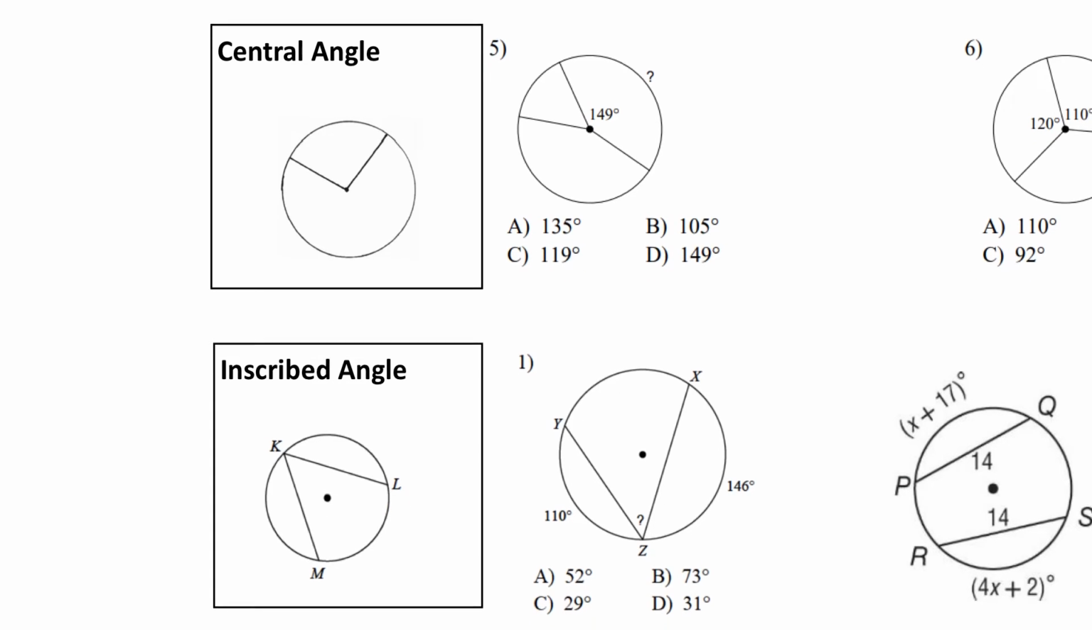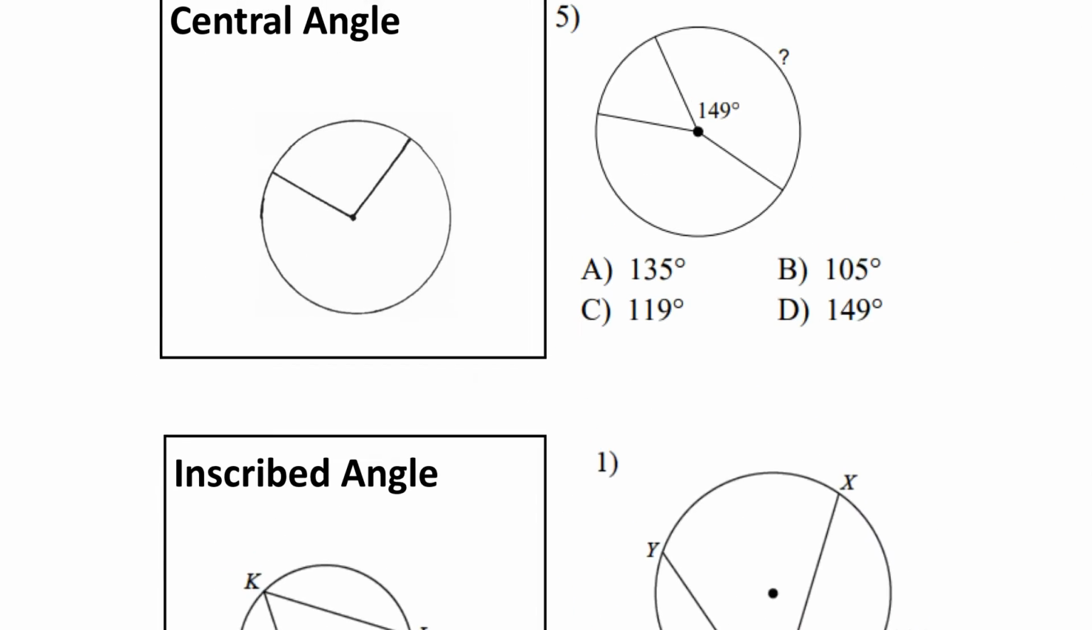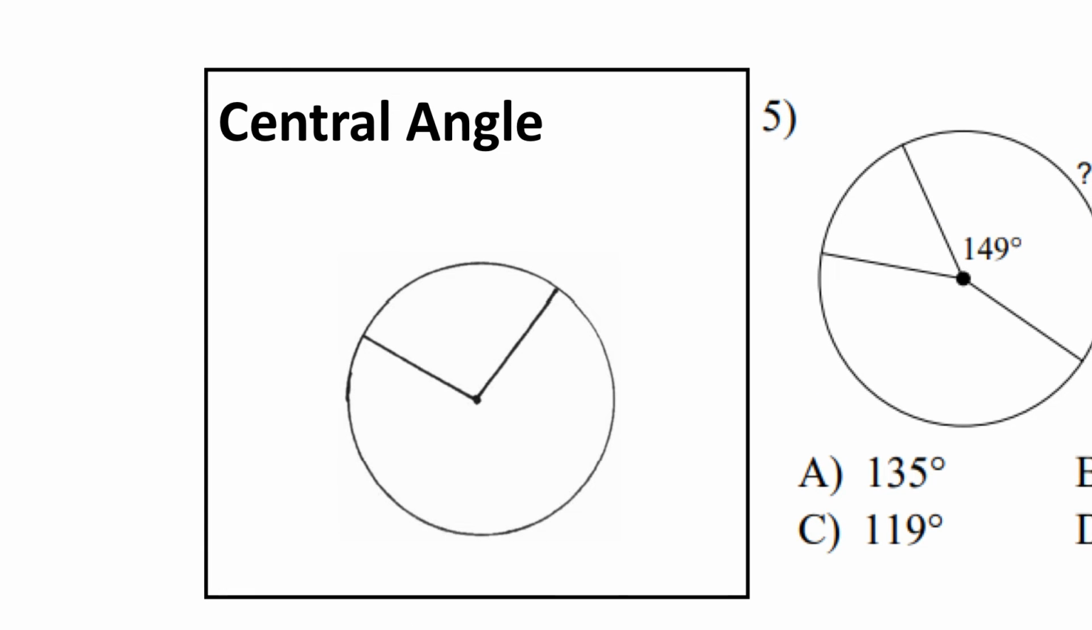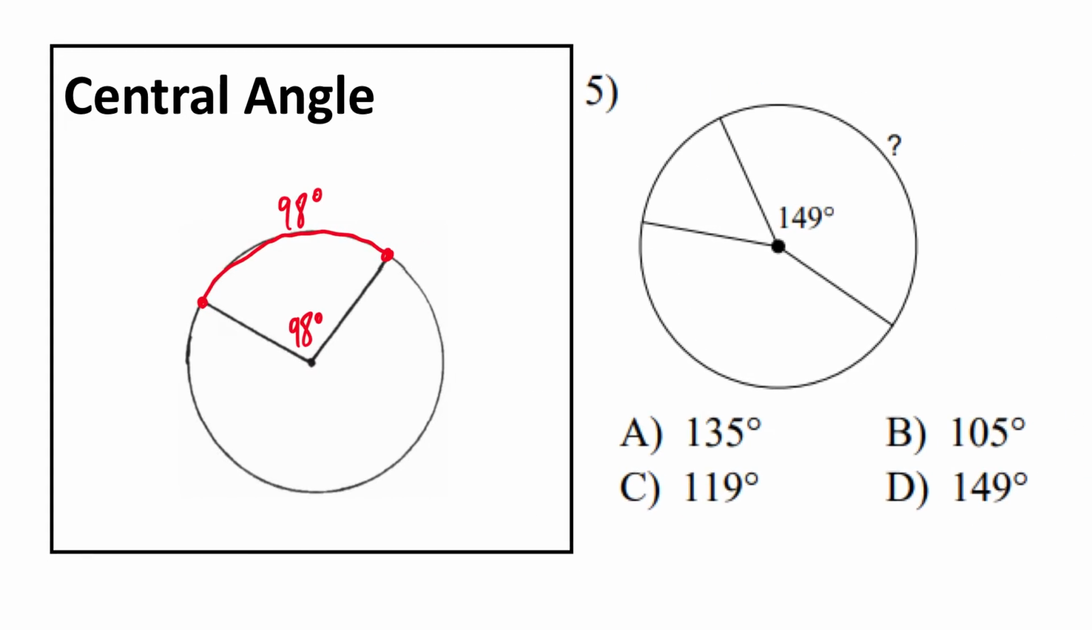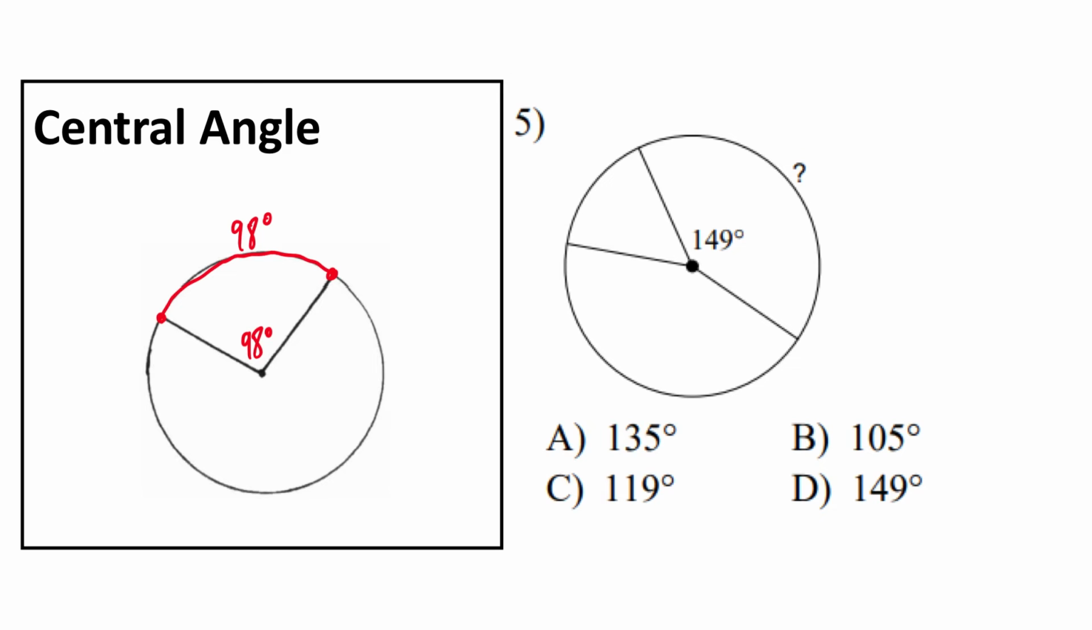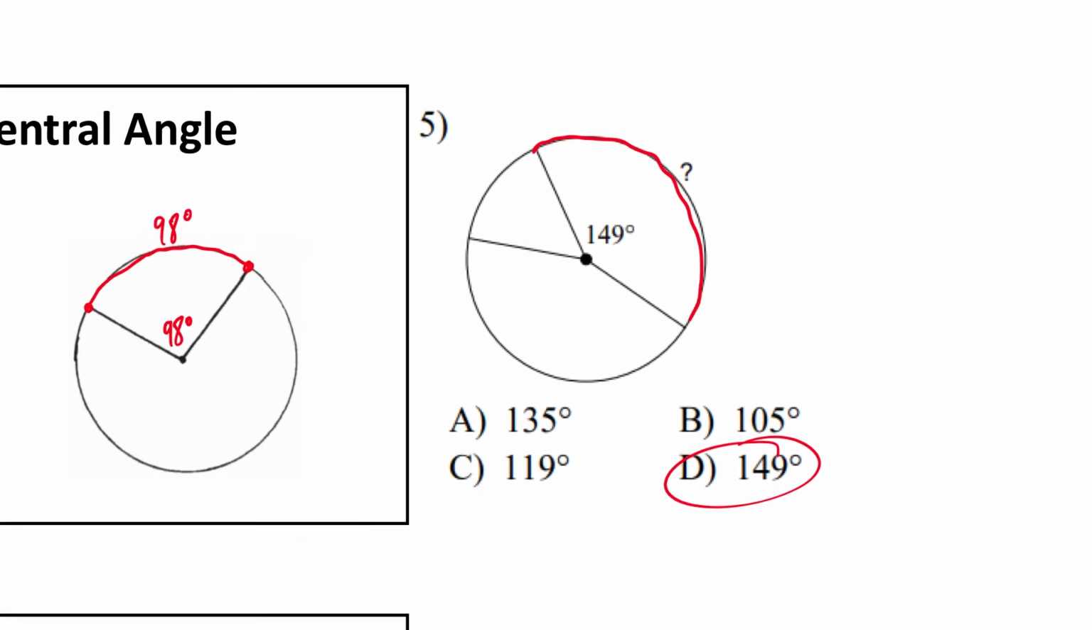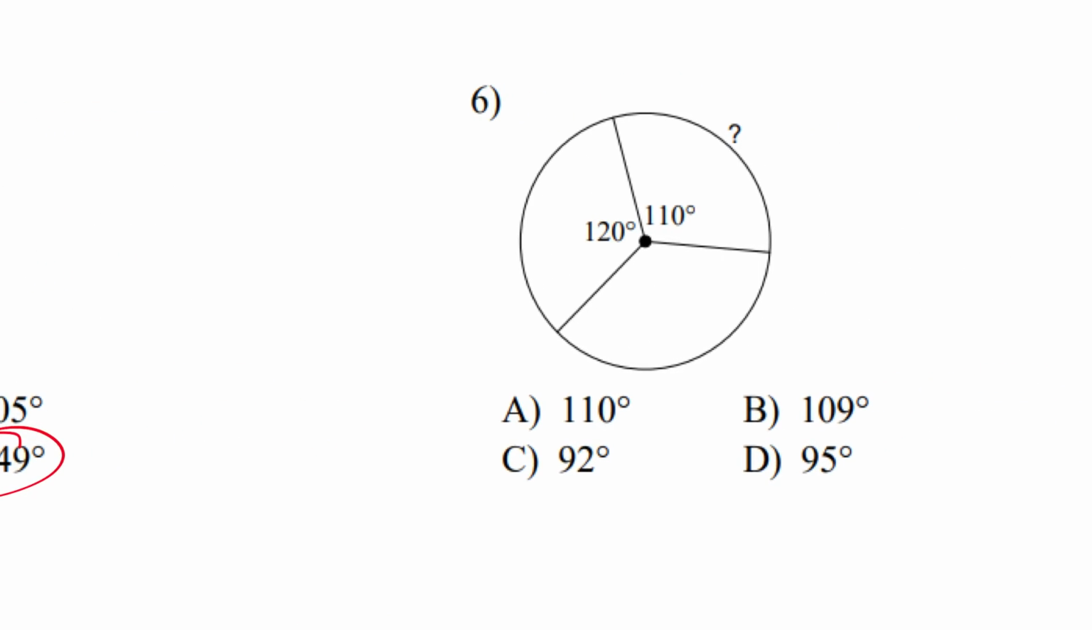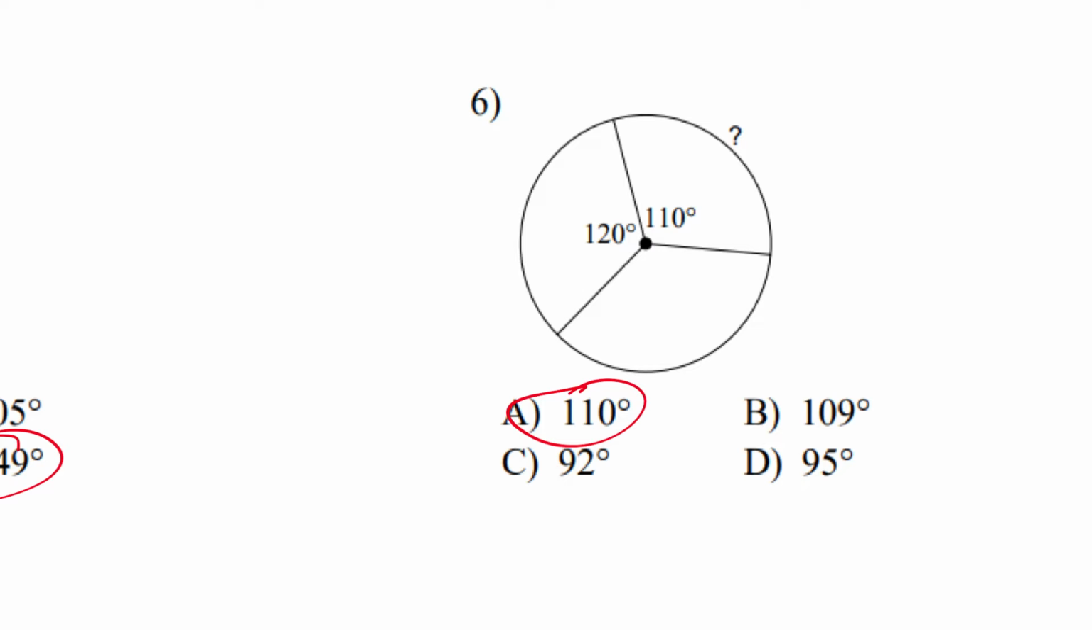Okay, on the back. All right, central angles is the top one here. So if this central angle is 98 degrees, how many degrees is this arc? 98. The central angle and its arc are always congruent. So on number 5, what's the measurement of that arc? It is 149. Okay, so that's very easy. On this one, what's the measurement of that arc? 110. Nothing to that.